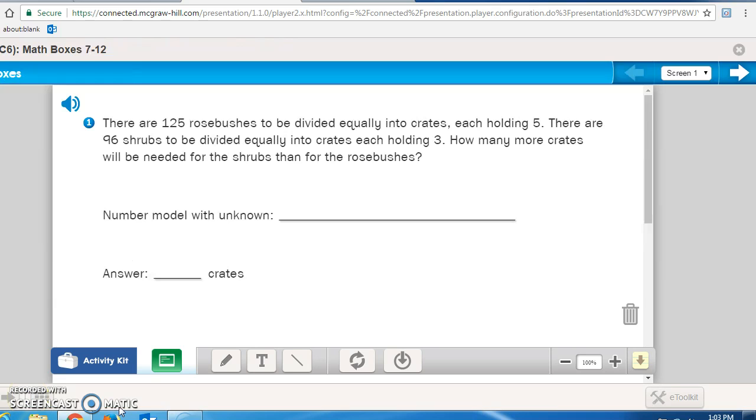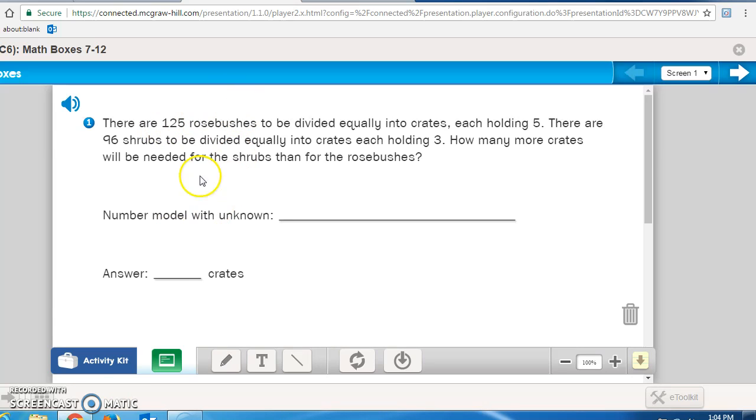After I've checked your ACIs, your assessment check-ins, I want you to do Math Journal page 263. This is the first math box, and it says, there are 125 rose bushes to be divided equally into crates, each holding 5. There are 96 shrubs to be divided equally into crates, each holding 3. How many more crates will be needed for the shrubs than for the rose bushes?